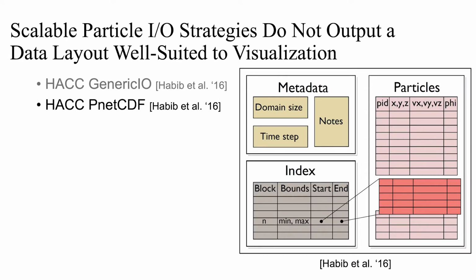HACC also includes a PNetCDF writer to work with other tools that support PNetCDF. And this outputs some metadata about each rank's block of data within this particles array, as shown here, with the index. However, these blocks are not merged into coarser grids, nor is a more complex data layout built, and so there will still be scattered reads required to load multiple blocks. And furthermore, in contrast to the generic I/O writer, the PNetCDF writer uses a single shared file parallel I/O strategy, and this is known to not scale as well as a subfiling or two-phase I/O strategy.